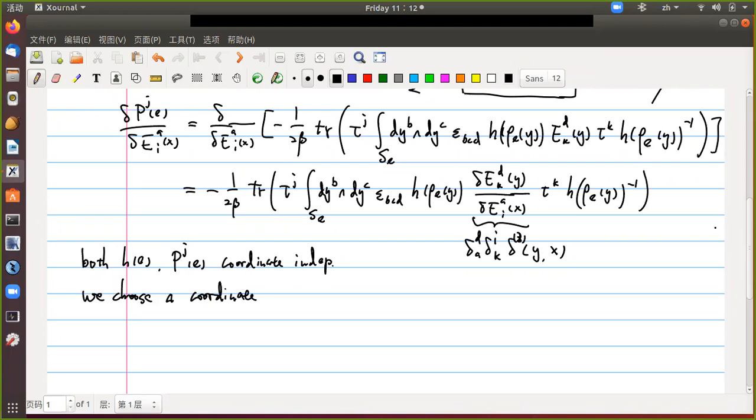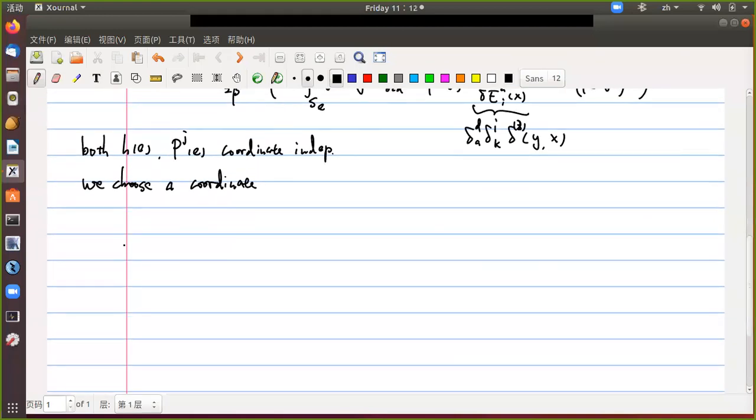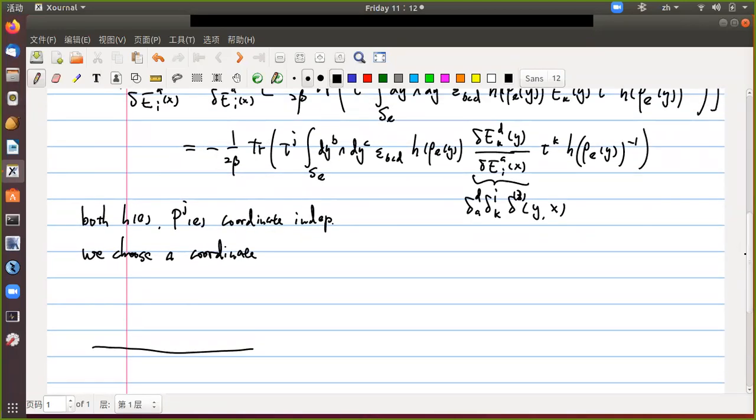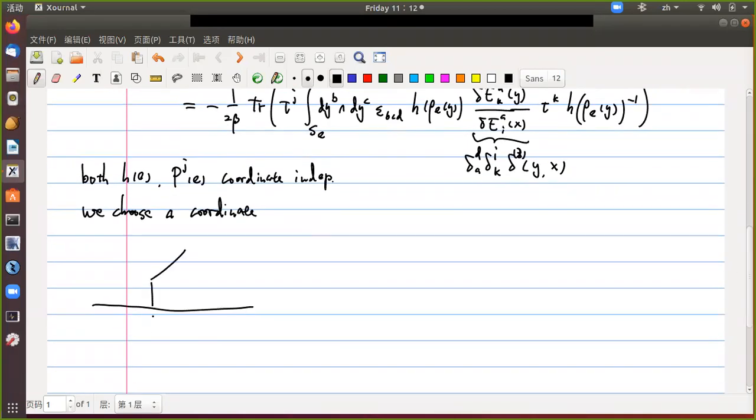What is our coordinate? It is the following. So the holonomy and flux. Holonomy is on the edge, and then flux is on a two surface. Yeah, so this is the figure I drew last time. So this is intersection point P.